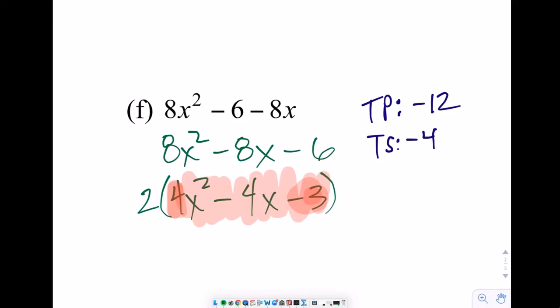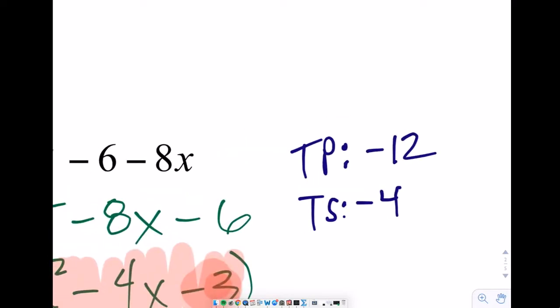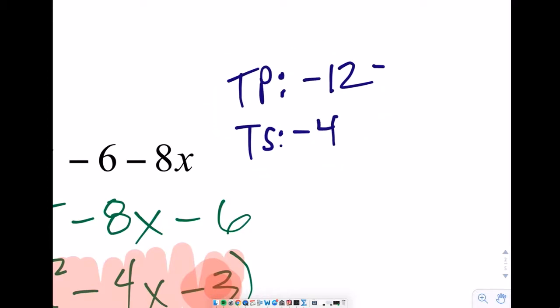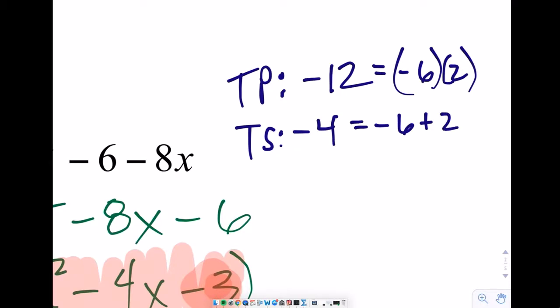So what you're doing by this method is, instead of looking for combinations of 4 and 3 that give you a negative 4, you've got it down to a single number. You're just looking for factors of negative 12 that add up to negative 4. And of course, what are they? Negative 6 and 2? Yeah. So if you need to write it out, that's negative 6 times 2. Okay, that works. And then negative 6 plus 2, yeah, that works. So you found them.